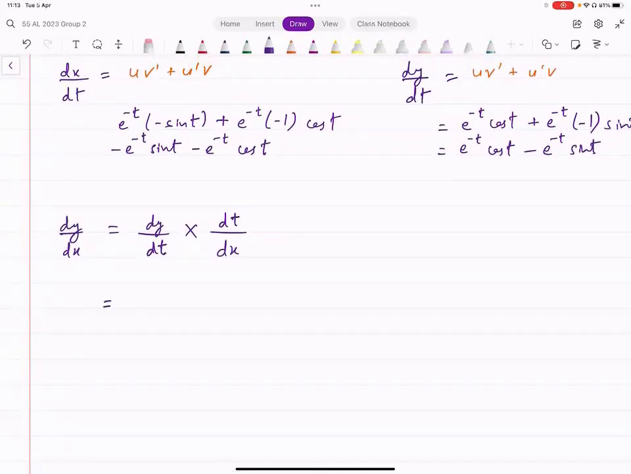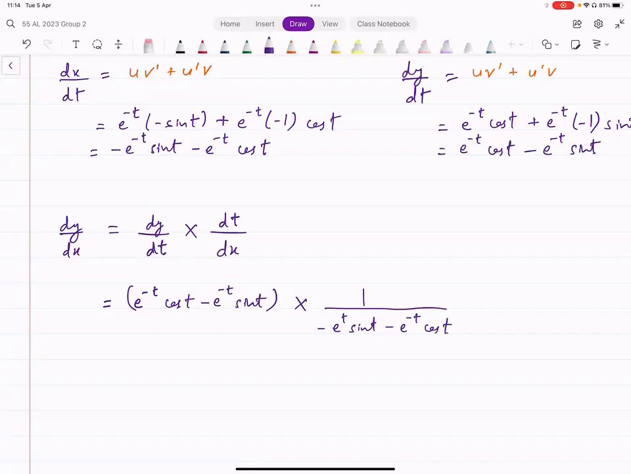Okay. What's dy over dt? e raised to power minus t into cos t minus e raised to power minus t into sin t. That is dy over dt. Multiplied by dt over dx. That's going to be reciprocal of this thing. इसका reciprocal ले लें. That's going to be 1 over minus e raised to power minus t sin t, minus e raised to power minus t cos t. This is what we have.